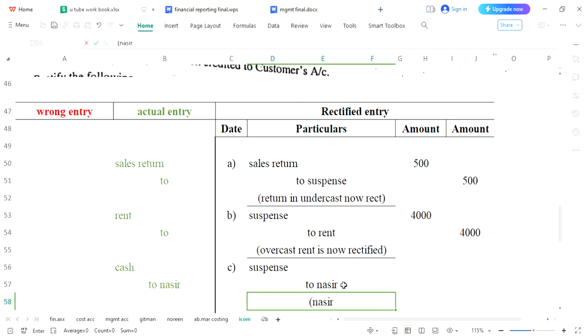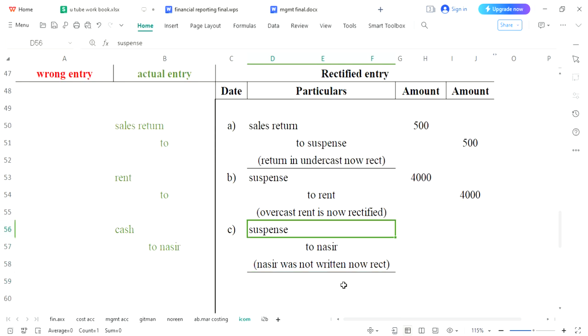Nasir was not written, now rectified. Alright, you will write the complete rectified word, not abbreviation.